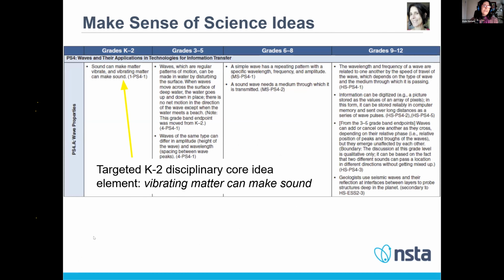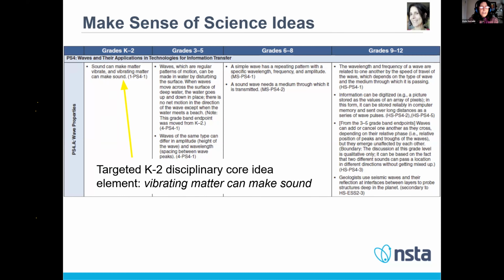So what do we need to do first? Well, the lesson developer made a claim. And that claim is that vibrating matter can make sound. That's the target. That's what we want students to have at least begun to build a deep conceptual understanding of when they walk out the door at the end of this lesson, which may take two or three days, depending on how long the science period is.